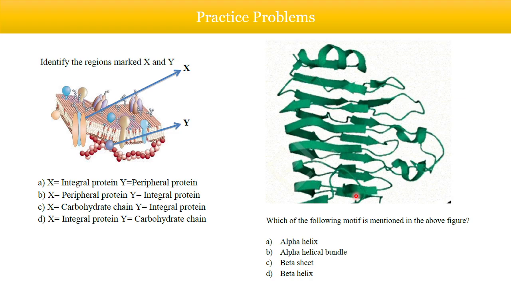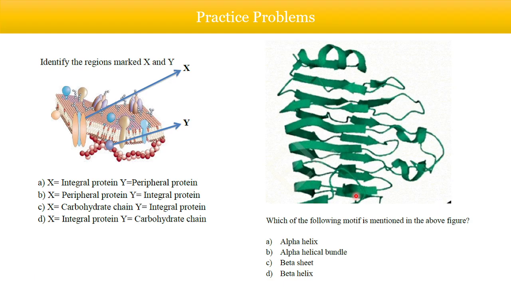I did not get you actually. You can write it in the chat box if that's not a problem. You can tell me, but that is also fine. Absolutely. So X is an integral protein. That is correct. Y is the peripheral protein. That is absolutely correct. Option A. Good. The next one says which of the following motif is mentioned in the above figure.